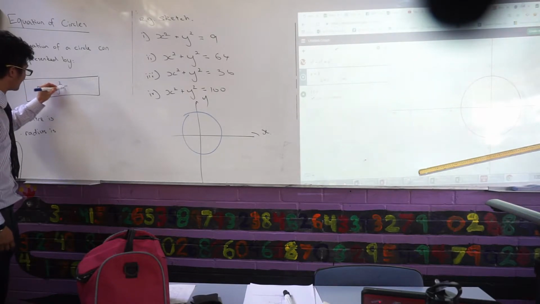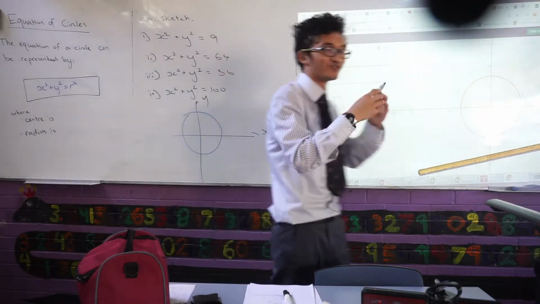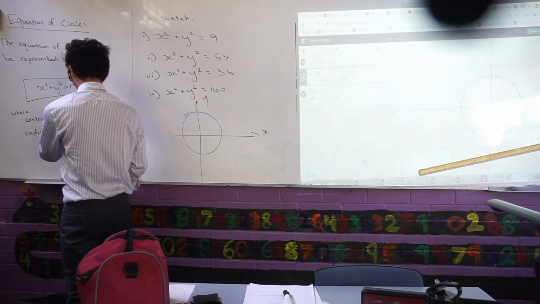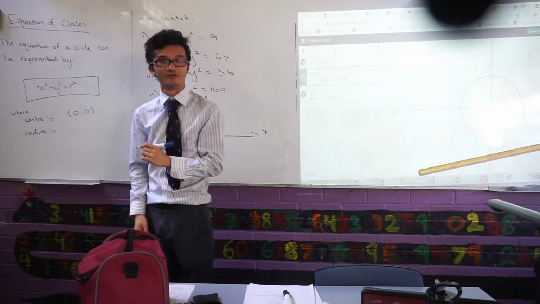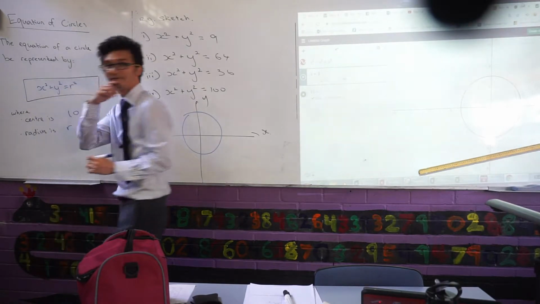x² plus y² equals r², okay? So I'll always introduce the basic form of it for you. This is where the center is going to be at the origin, or (0, 0). And the radius as well, very clear, is just going to be r, okay?